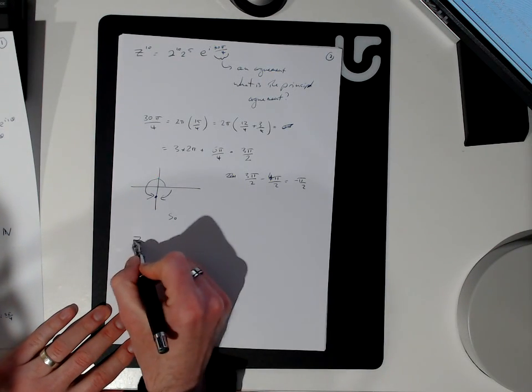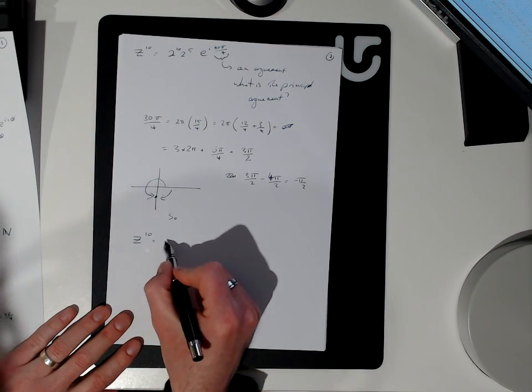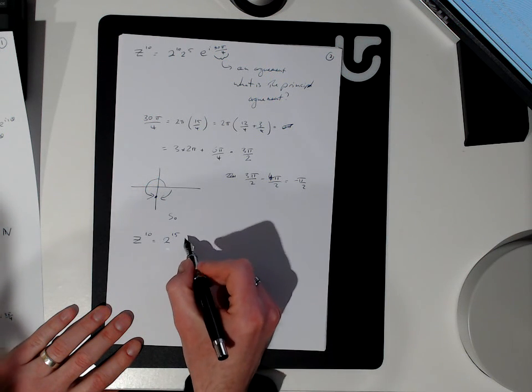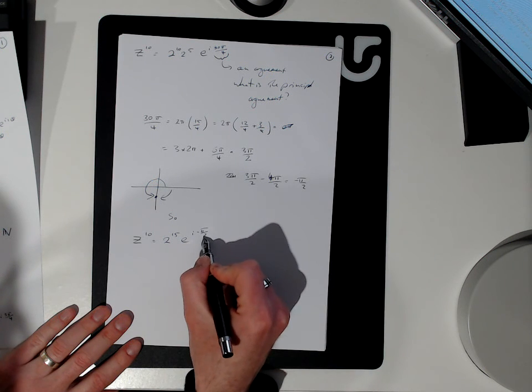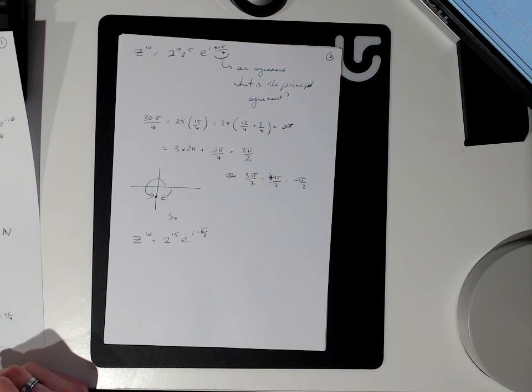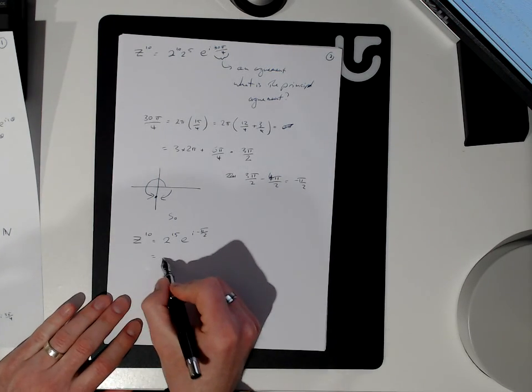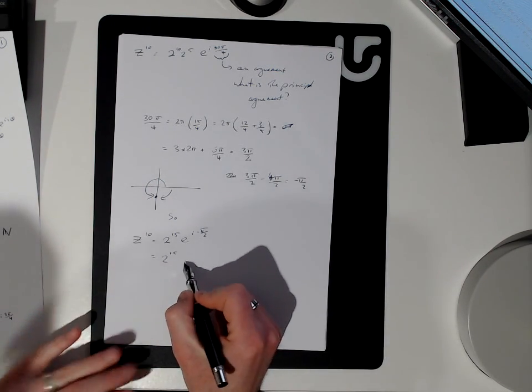So z to the power 10 is equal to 2 to the 15 times exp i minus pi over 2. Great! If you wrote this down, you would also be technically correct. What is this? 2 to the 15. Well, that can't be simplified anymore.